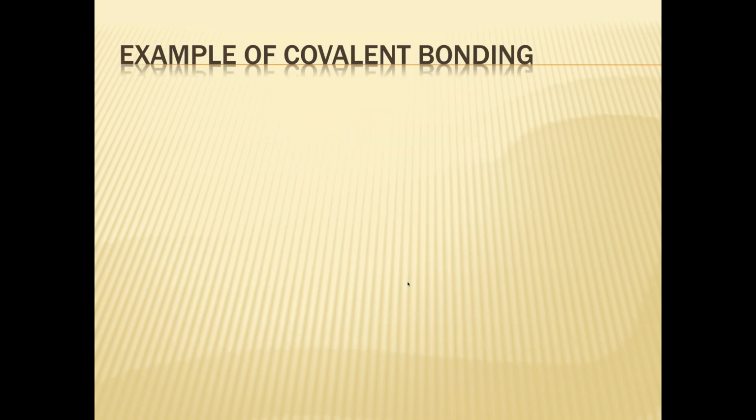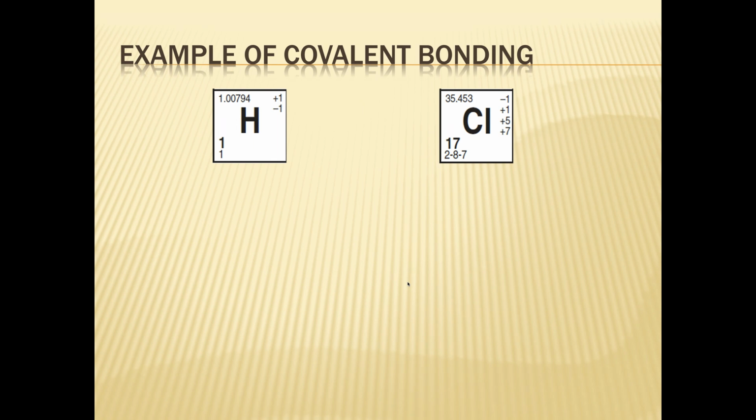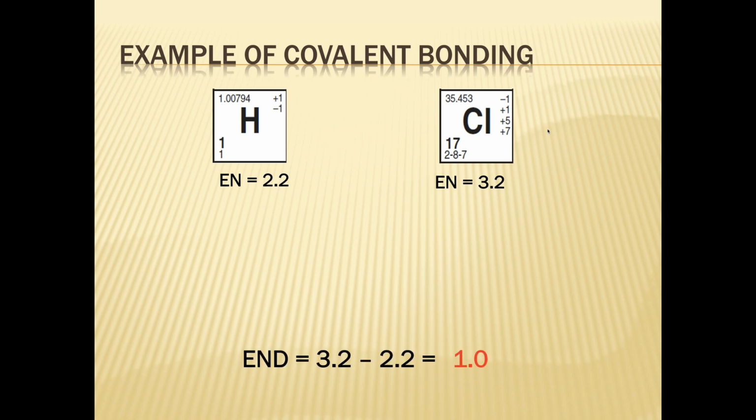Okay, so some examples of covalent bonding. Hydrogen and chlorine, which combine to form hydrogen chloride. Hydrogen has one electron to lose. Chlorine needs to gain one to make a stable octet. So you would think it's no big deal. Chlorine will remove hydrogen's electron, they'll form ions and go about their merry way. But not so fast. Their difference is not high enough to make the bond ionic. The difference is only 1.0, and this is less than the 1.7 threshold for an ionic bond.